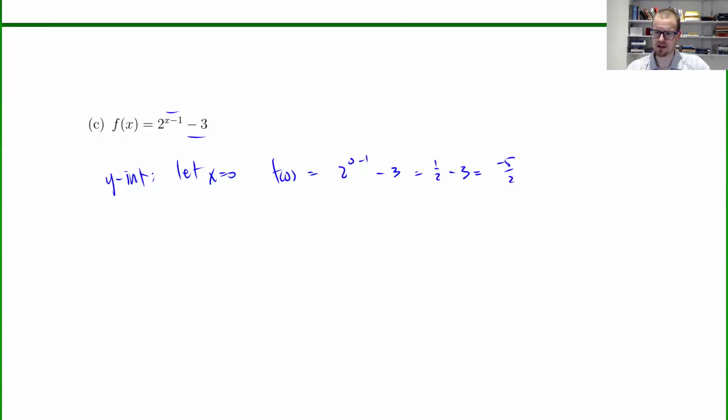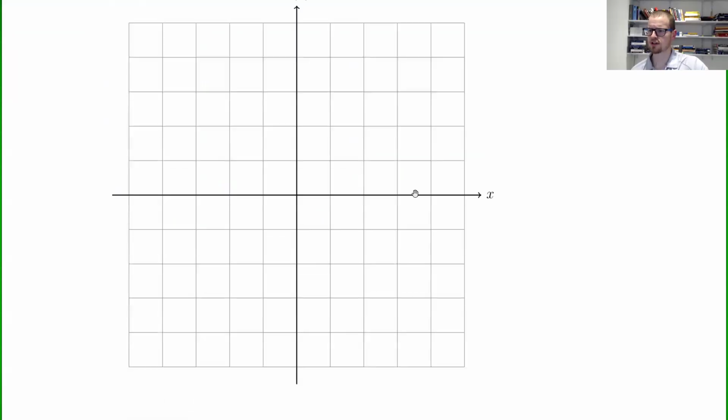And we still have a horizontal asymptote of y equals negative 3 because we're taking everything and moving it down by 3. So I can plot those. So negative 5/2, negative 2.5 would occur here. Horizontal asymptote of y equals negative 3. And I would get additional points that look like this. There we go. And connect the dots in a way that makes sense.